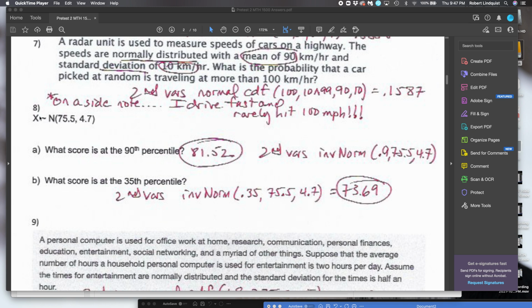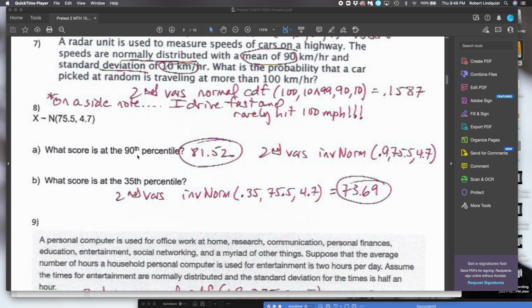All right, so anyway, number 8. This is an indicator of a normal distribution, X tilde N for normal. This is the mean, 75.5. You have to recognize that the mean goes first in this notation, and the standard deviation goes second. So the mean is 75.5, the standard deviation is 4.7.